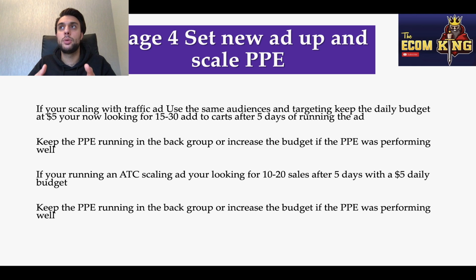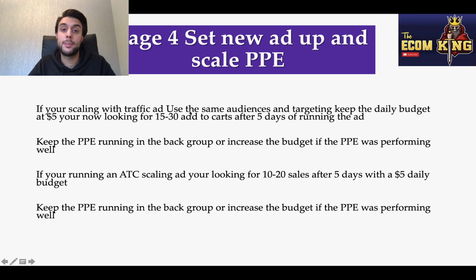So let's say, for example, when you started the traffic ad, day 1, the PPE campaign was still performing really well. You're going to want to increase the budget by $5. If it wasn't performing well, just keep it at $5. But if you don't meet this criteria, 15 to 30 add to carts, then just kill it.